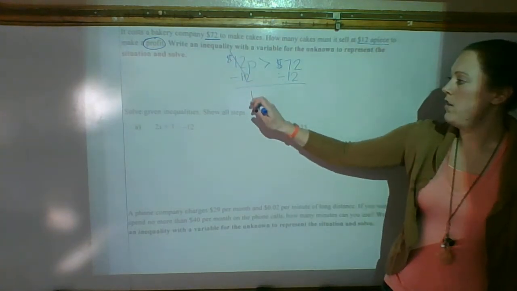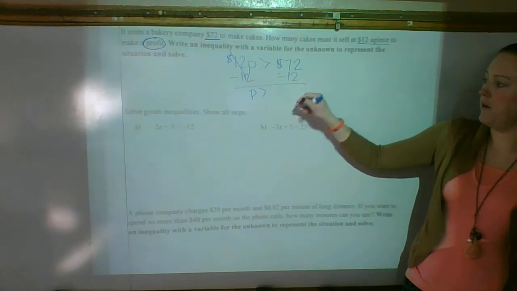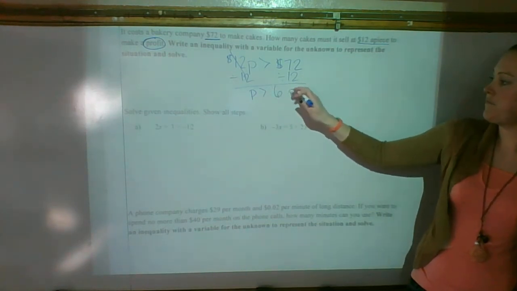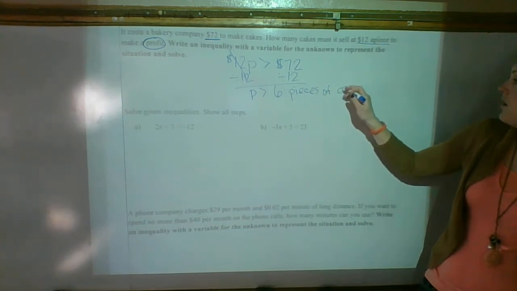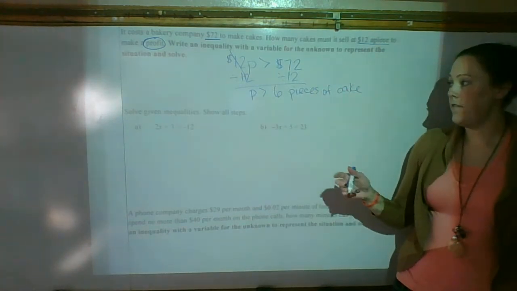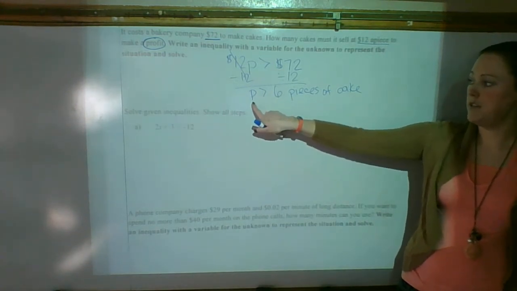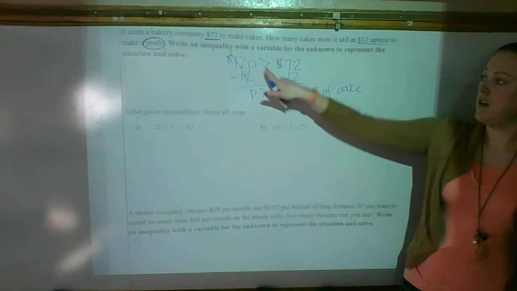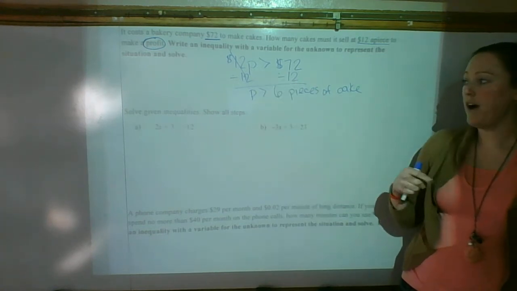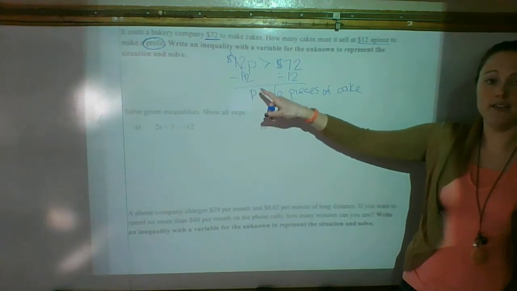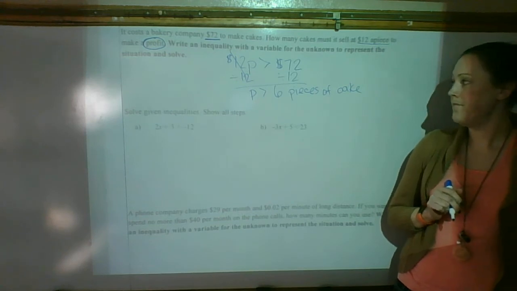So that leaves me with my pieces of cake need to be bigger than 72 divided by 12 is 6. I'm going to go ahead and put my label over there, pieces of cake. And if I was to graph this, just keep in mind 6 would not be a solution. So if I put in 6, 6 is not bigger than 6. 6 times 12 is 72, so they would just break even. If I want to make a profit, I'm looking for 7, 8, 9, 10 slices of cake to make sure that it's more than my money that I've made.